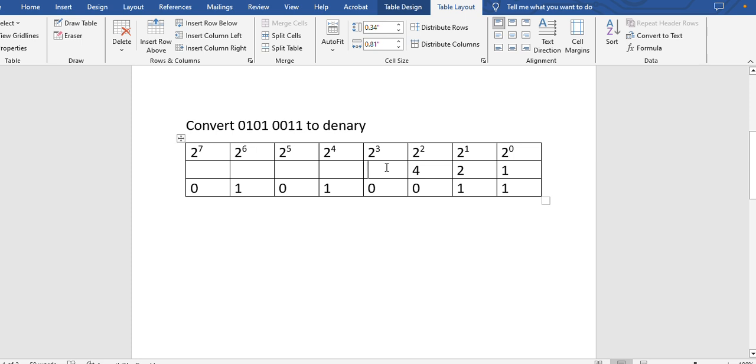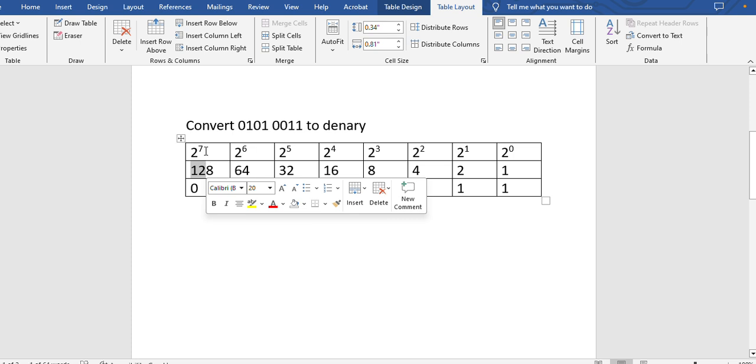2 raised to power 3 means 2 times 2 times 2, so you get 8. You are multiplying 2 three times. 2 raised to power 4 is 2 times 2 times 2 times 2, you get 16. 2 raised to power 5 gives 32. 2 raised to power 6, it is 2 multiplied 6 times, so you get 64. And 2 raised to power 7, you multiply 2 by itself 7 times, you get 128.